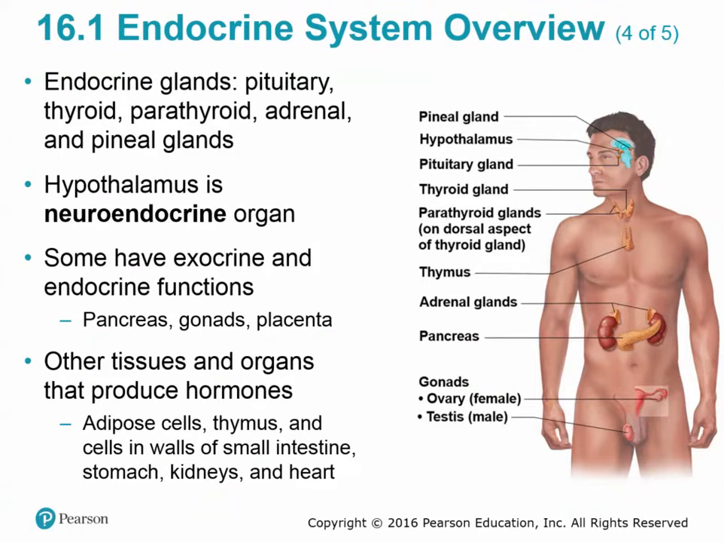So throughout this chapter, we're going to look at all the various types of endocrine organs and the hormones that they secrete. But endocrine glands include things like the pituitary, the thyroid, the parathyroid, adrenal glands, pineal glands, thymus, pancreas, the gonads. The hypothalamus is considered part of the endocrine system, but it's also considered part of the nervous system. So this is the link between the nervous system and the endocrine system. So it's considered to be a neuroendocrine organ.